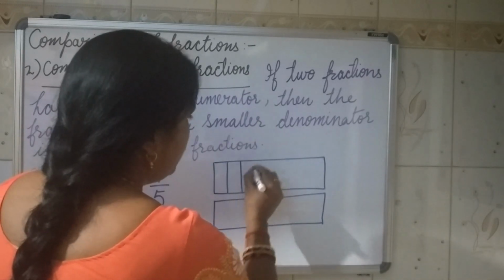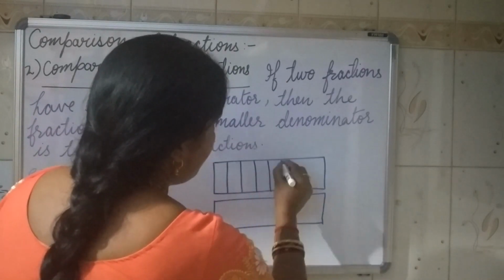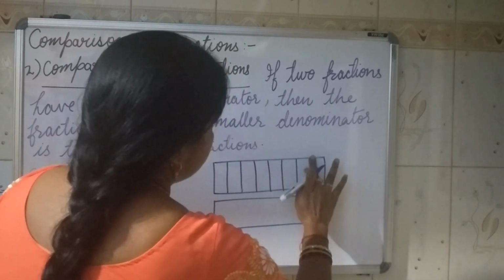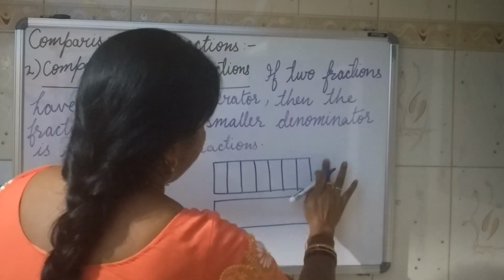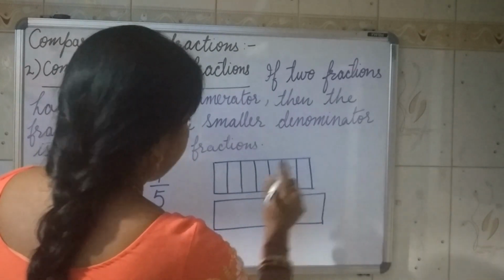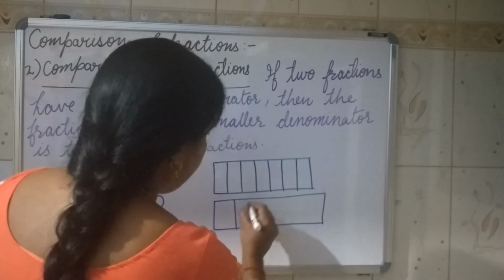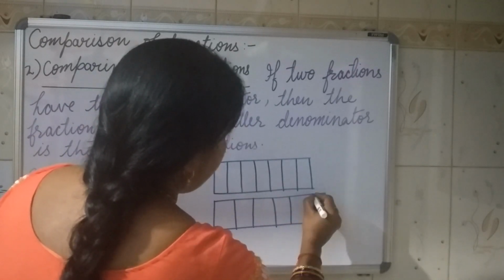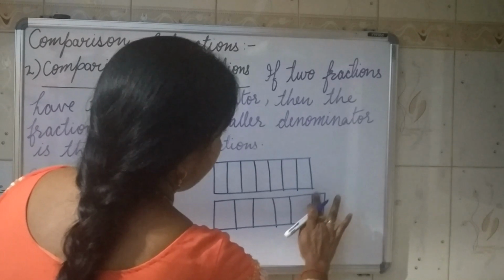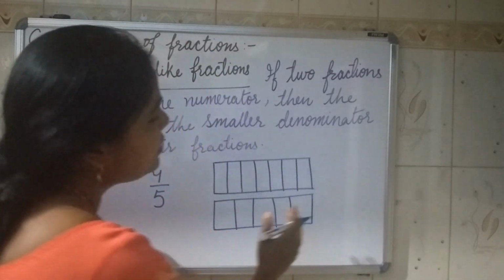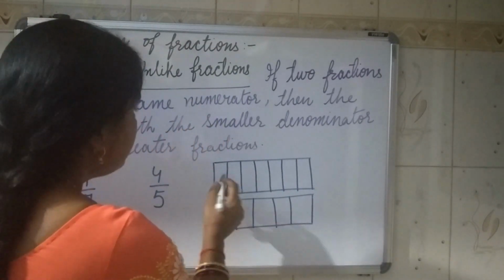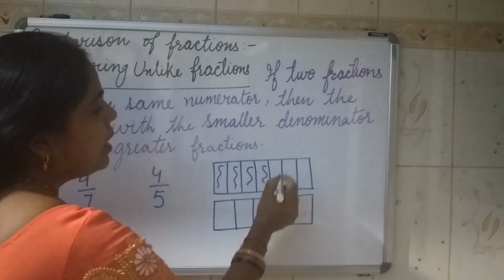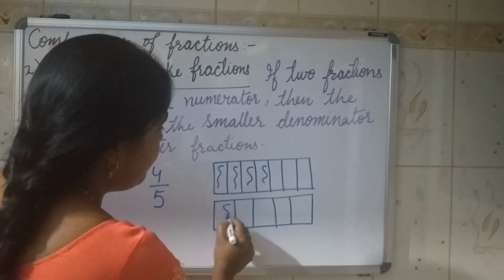1, 2, 3, 4, 5, 6 and 7. And the second one I am dividing into 5 parts. 1, 2, 3, 4 and 5 parts. See, the size of the chocolate is same in both the cases. The first one is 4 by 7, so I will have to take 4 parts. 1, 2, 3, 4. And the second one again 4 by 5, so again I have to take 4 parts.